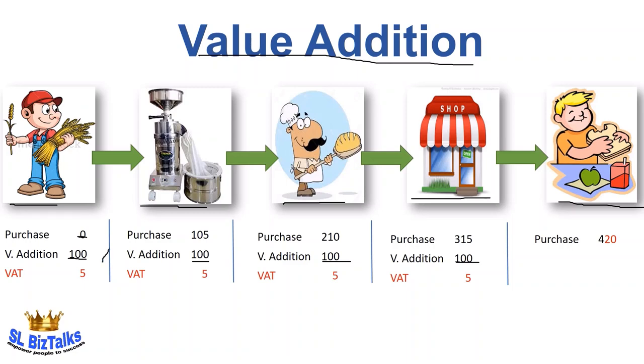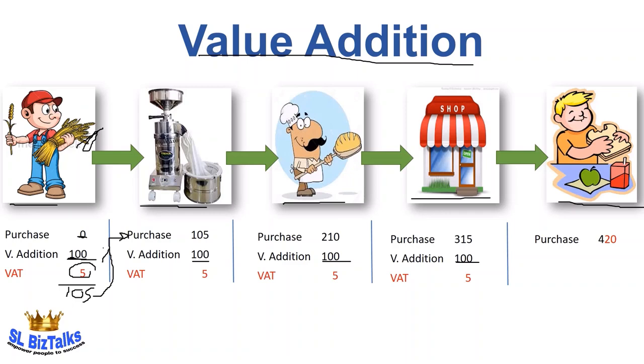Then we can assume the value of this wheat, meaning his value addition, is 100. Then he will charge 5% on this 100, and the final price will be 105. He will sell this wheat inclusive of this VAT amount. It means 105. The flour mill will buy this wheat at the price of 105. Then they also have a certain value addition. It means they are changing this wheat into wheat flour.